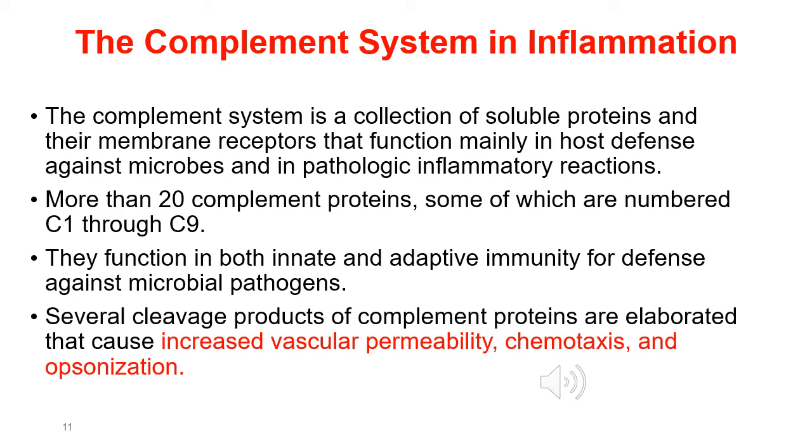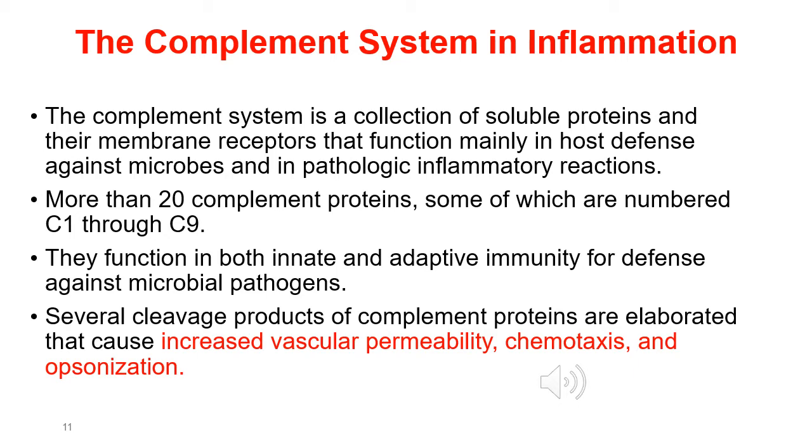However, this can be activated or recruited into action by antibodies, which are generated by the adaptive immune system. The complement system is a collection of soluble proteins and their membrane receptors that function mainly in host defense against microbes and in pathologic inflammatory reactions. There are more than 20 complement proteins, some of which are numbered from C1 to C9, and they function, as we said, in both innate and adaptive immunity for defense against microbial pathogens.